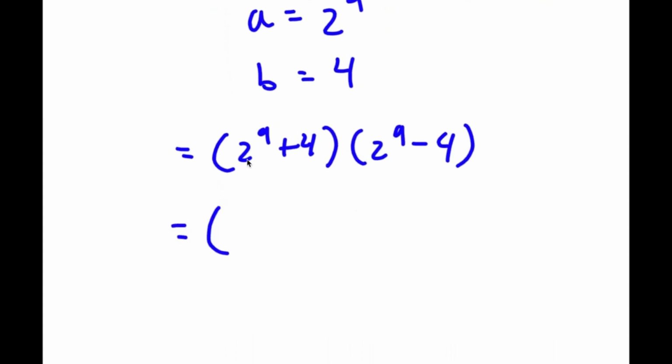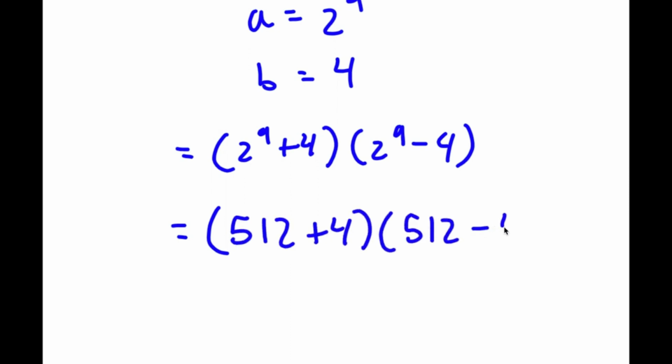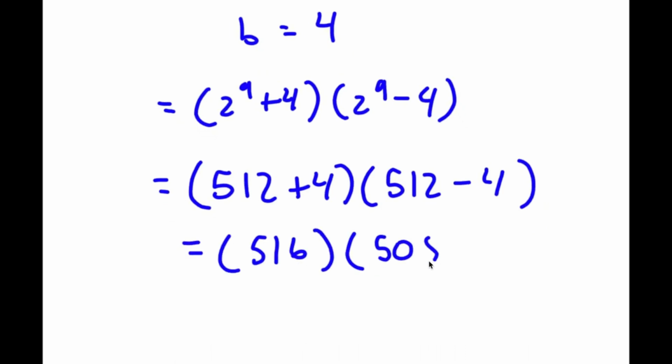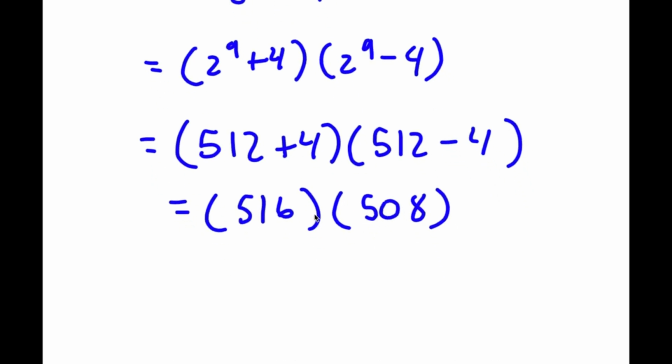Now, if you guys already didn't know, 2 to the power of 9, that's equal to 512. So now I have 512 plus 4 times 512 minus 4. 512 plus 4, that's 516. 512 minus 4 is 508. So I have 516 times 508.